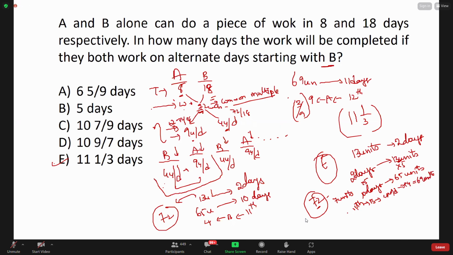So after 11 days, how many units of work are completed? 69 units are completed. You still are left with only 3 units to be done. So on the 12th day, A comes to work. He can work for 9 units for the whole day, but we only want 3 out of 9 units to be completed, which is 1 by 3. So after 11 days, we need 1 by 3 of the next day. So it is 11 and 1 by 3 days. Mani, I know it was a bit faster, but it is clear.